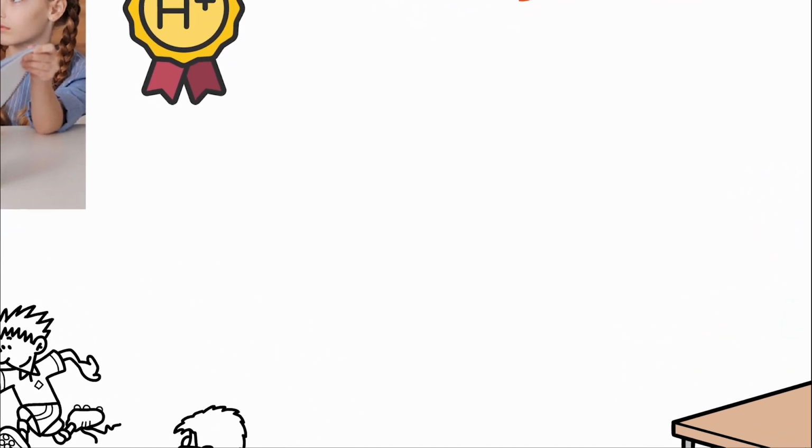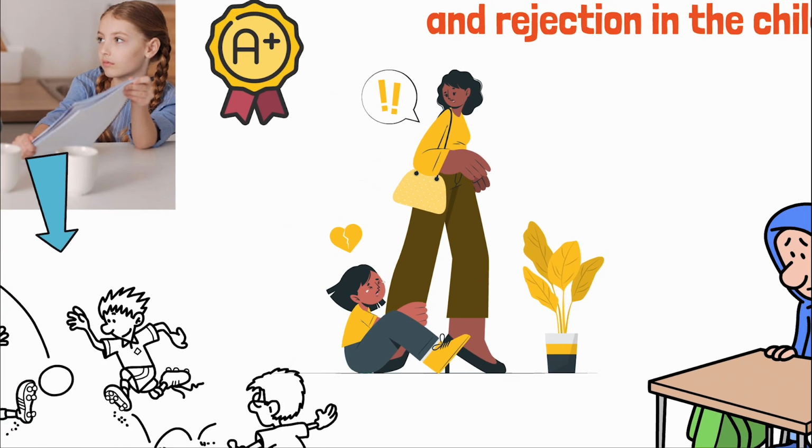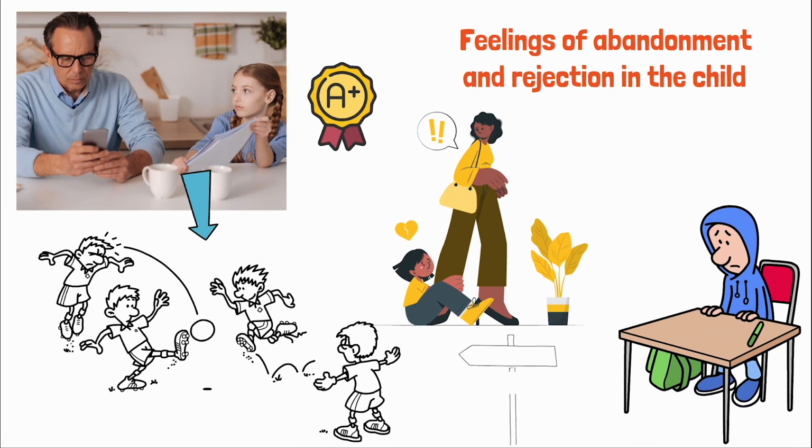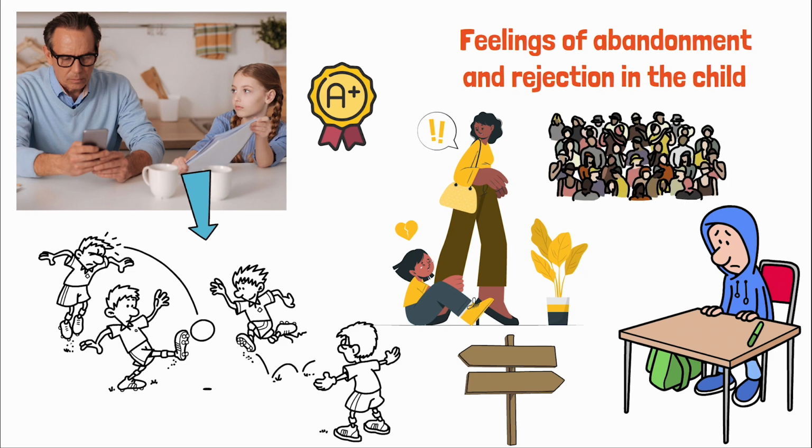Indifferent parents may also fail to set appropriate boundaries and provide discipline for their child. This can result in a lack of structure and guidance in the child's life, which can lead to behavioral problems and a sense of confusion about acceptable social norms.